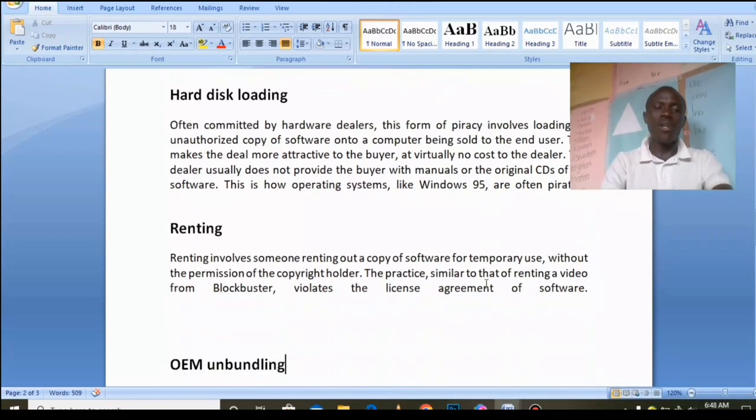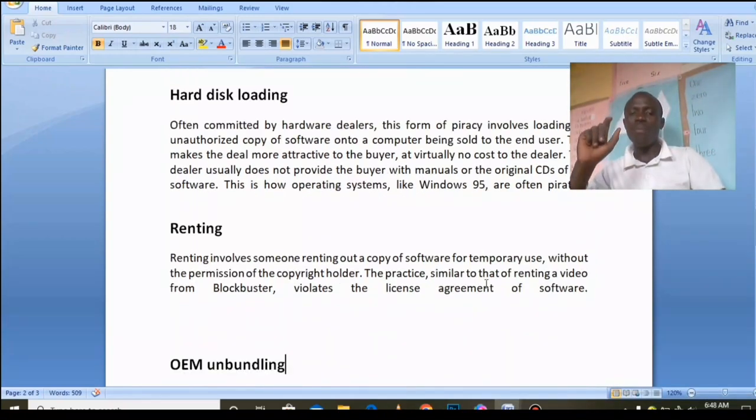Then we have another one called renting. Renting involves someone renting out a copy of software for temporary use without the permission of the copyright holder. The practice, similar to renting a video from Blockbuster, violates the license agreement of the software. So renting, what do they mean here?